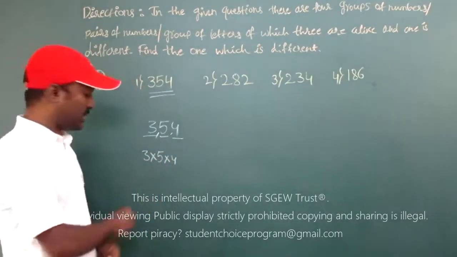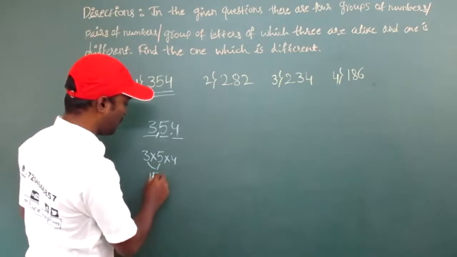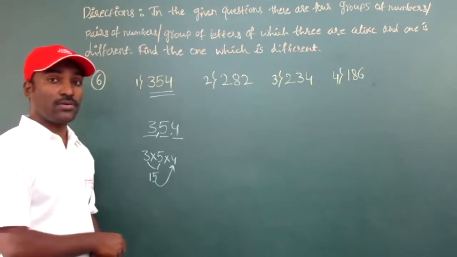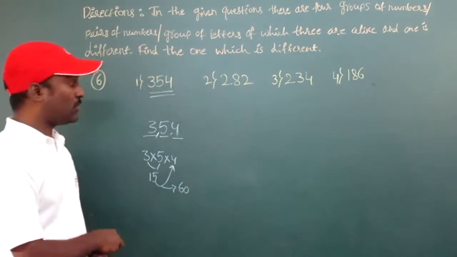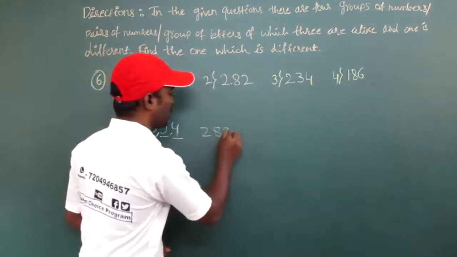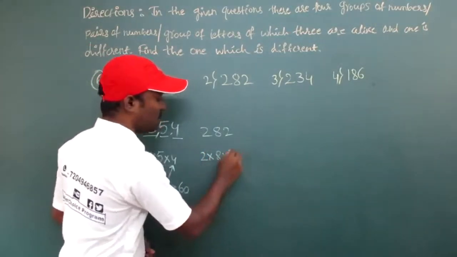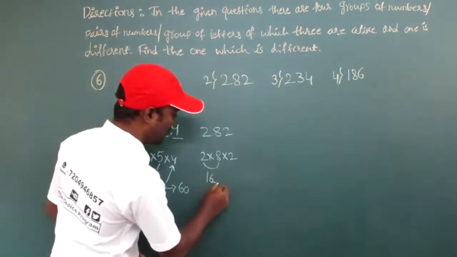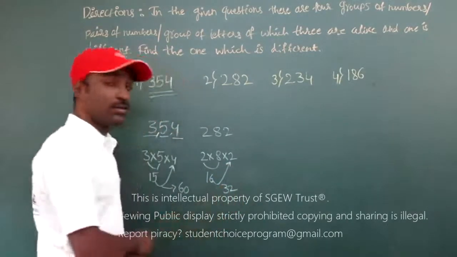What am I going to get? What is 3 into 5? 3 into 5 is 15. Okay. Now 15 into 4. What is 15 into 4? Yes, it is 60. Now I will do the same thing with the second option. I will take 282. Next step is to multiply the digits: 2 into 8 into 2. What is 2 into 8? 2 into 8 is 16. What is 16 into 2? 16 into 2 is, yes, 32.